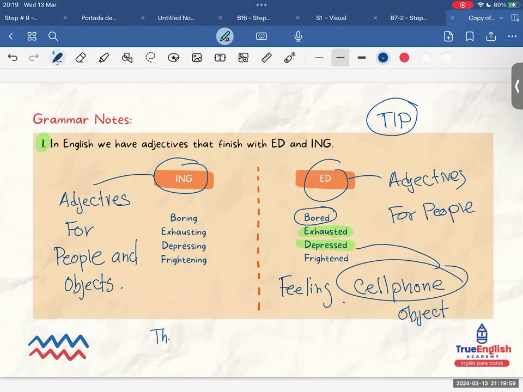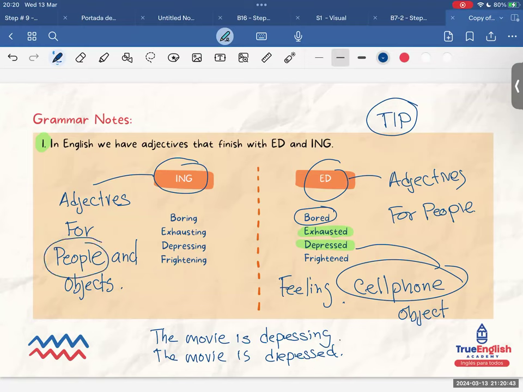Look at this one. The movie is depressing. ¿Qué dice ahí? Que la película es depresiva. Es depresiva, ¿verdad? Ahora, is this possible? The movie is depressed. No, la película no puede estar deprimida, pero sí puede ser depresiva, right? ING. You got it? Yes. You got it.